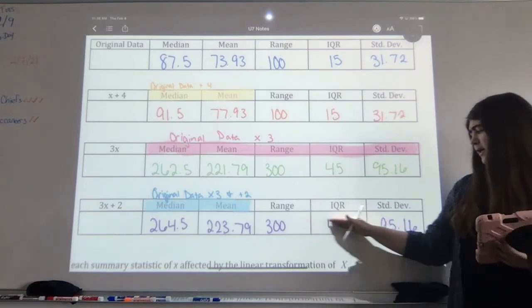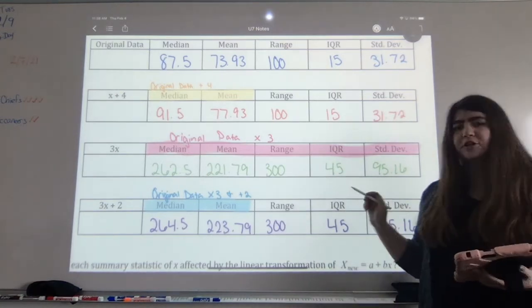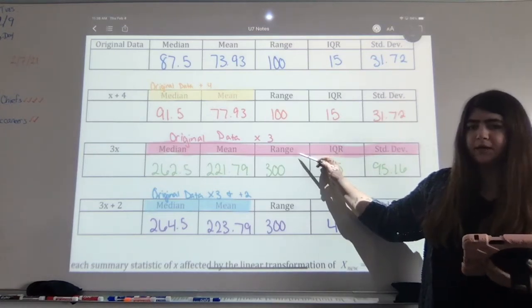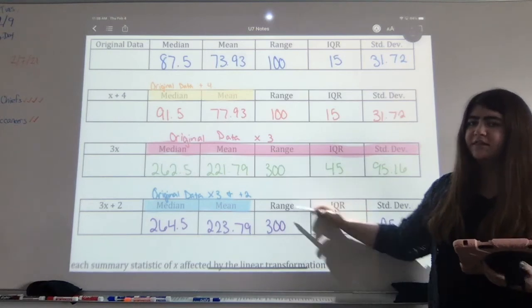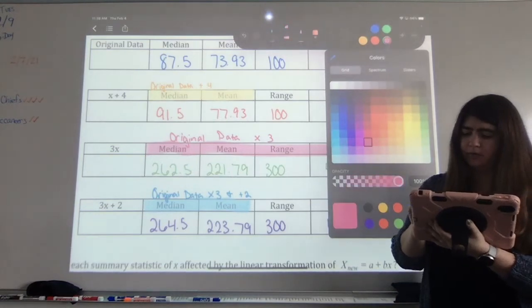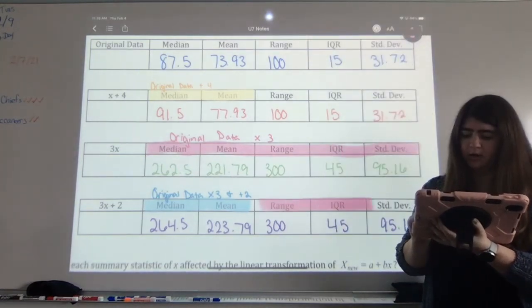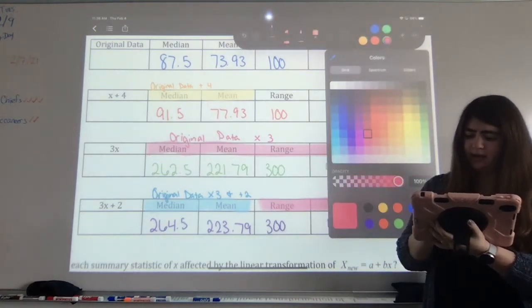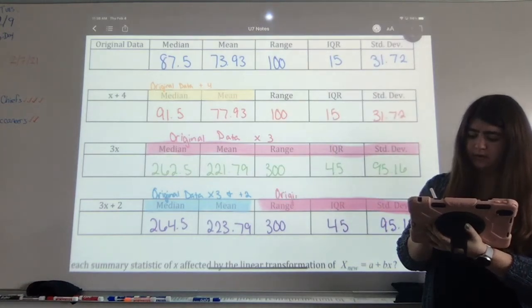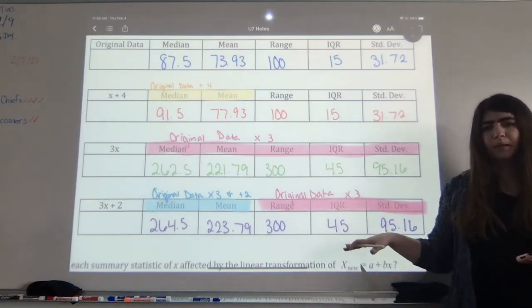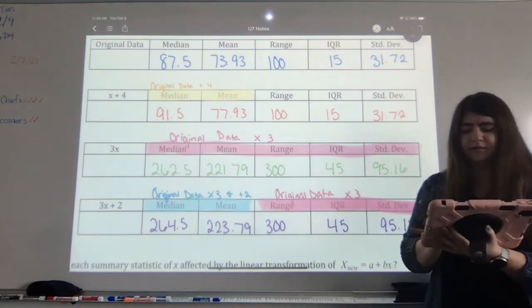But what about the range, IQR, and standard deviation? Did that change when we were using addition? It didn't. So between just multiplying by 3 and multiplying by 3 and adding 2, these pieces stay the same. So we're going to go back to that other color here, and we are going to highlight range, IQR, and standard deviation. And those things are only affected by taking the original data and multiplying by 3. The addition has no effect. All right, so let's summarize each of those things.